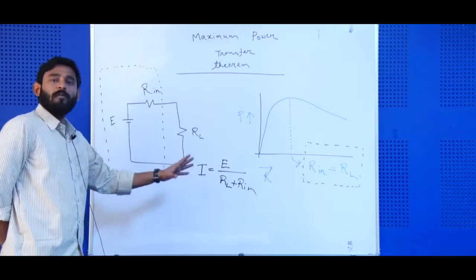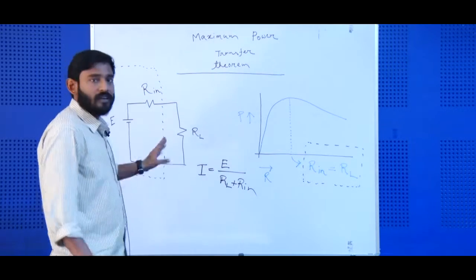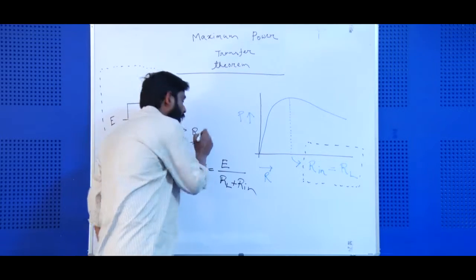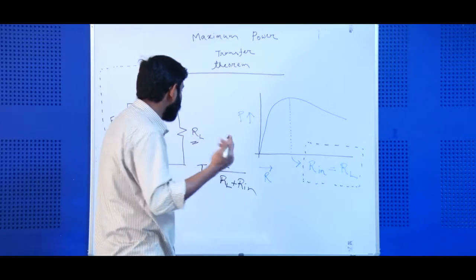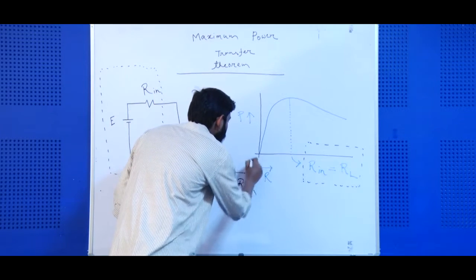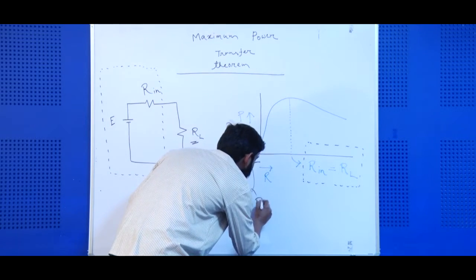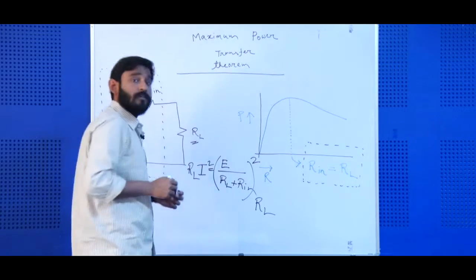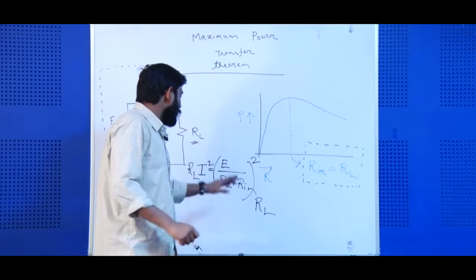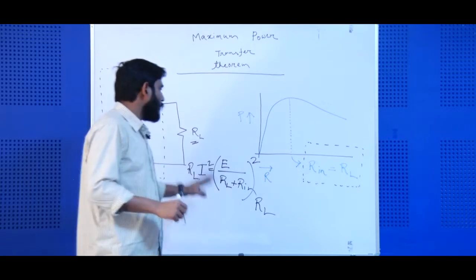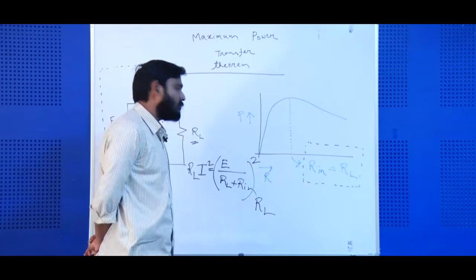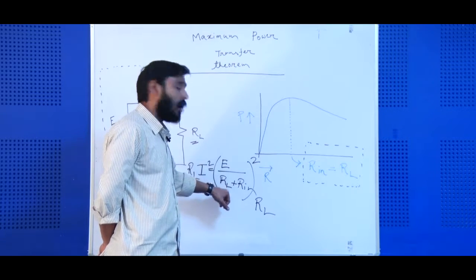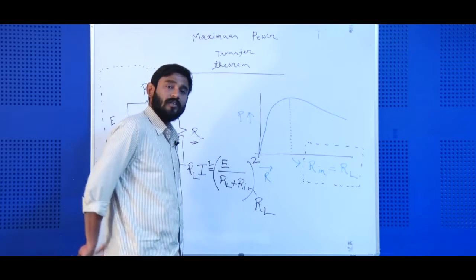Now, if this is the amount of current flowing through this circuit, the power being dissipated in this particular resistance RL, the load resistance or our point of interest, will be nothing but I squared into RL. Now, you may see this power is basically dependent on these three things. One is E, another is RL, the load resistance, and the third is the total internal resistance.